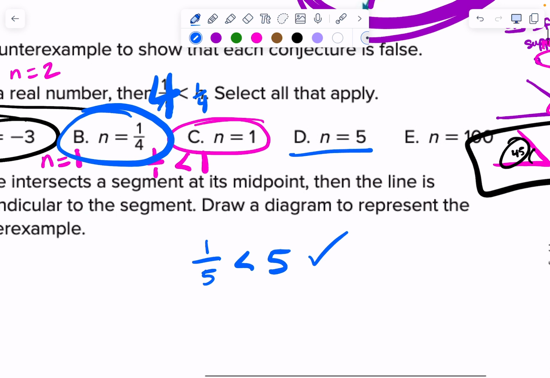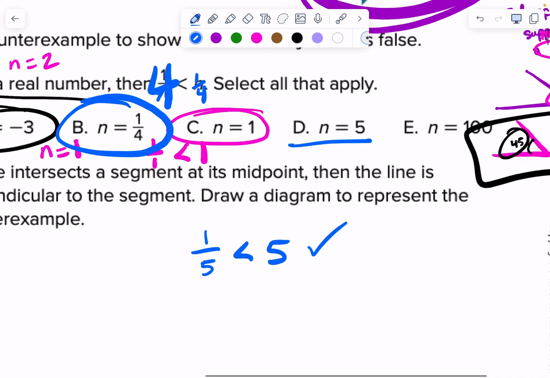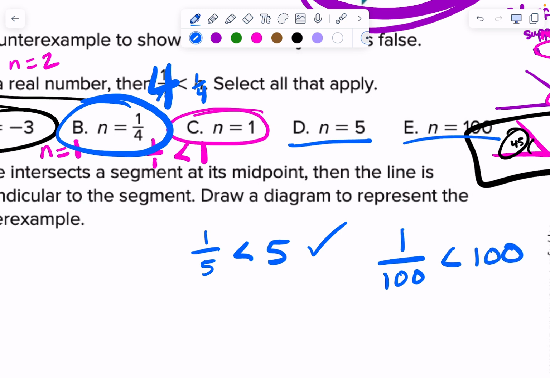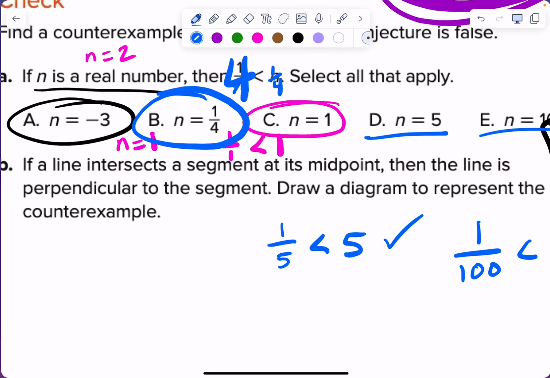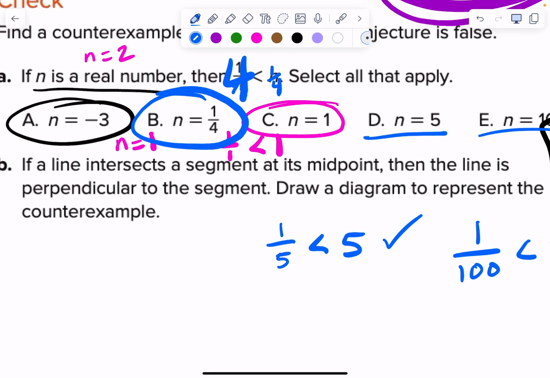Does that make sense? Okay. What does this say? 100: 1 over 100 is less than 100. That's true, so that's not a counterexample, right? So it will be a counterexample if it's not a number larger than 1. It could be 1, it could be 1/2 or 1/4. As long as it's not larger than 1, it will be a counterexample. So any number 1 and below will give me a counterexample. Okay, whatever.